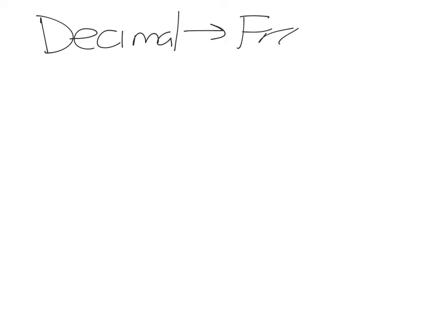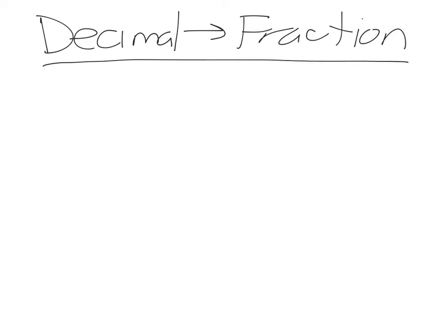So last time on our video, we talked about how to convert a fraction into a decimal. Today, we're going to look at the reverse. We're going to go decimal into fraction. We're going to reverse the process. Now, there are two types of decimals that we deal with. There's terminating decimals and there's repeating decimals.